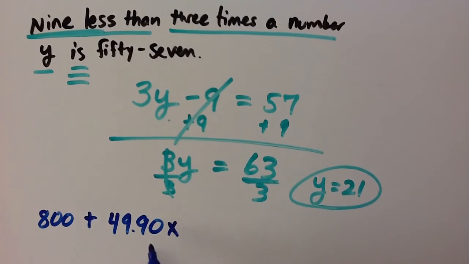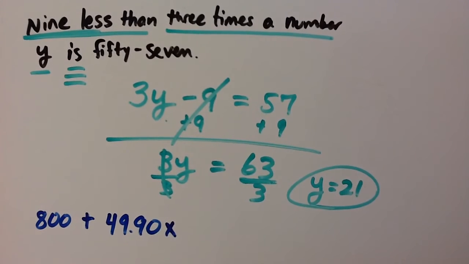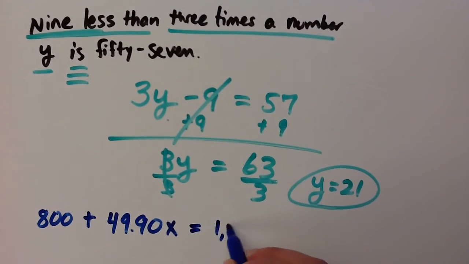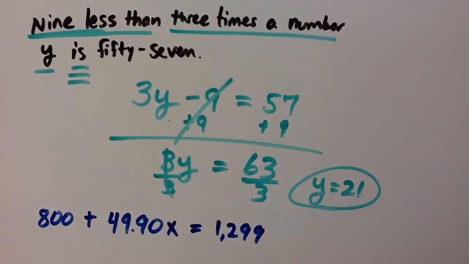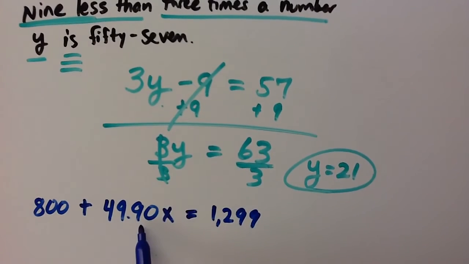Now all of this adds up to a total cost of how much? What does it say in the problem? The school paid how much for all of this? Well, it says $1,299. So here's my equation, right? $800 worth of equipment plus this much in uniforms for a total cost of this.